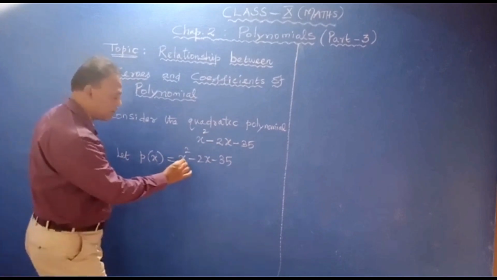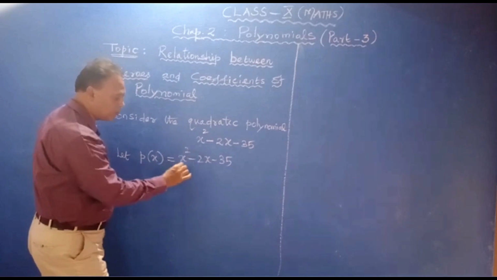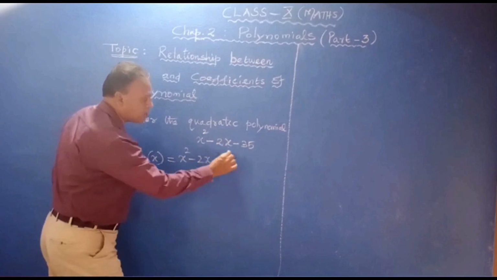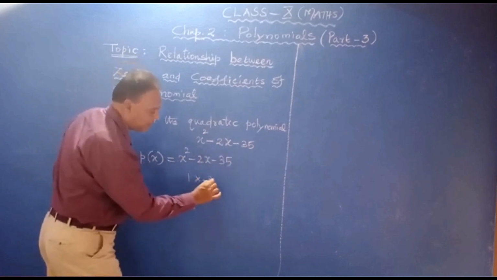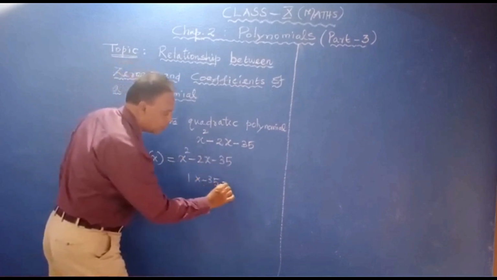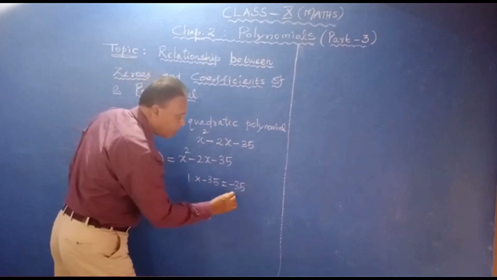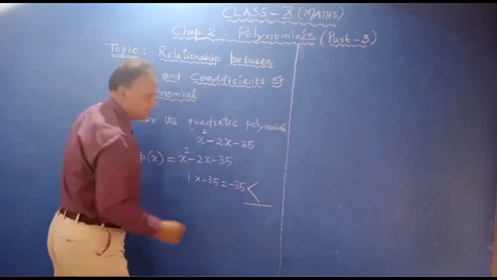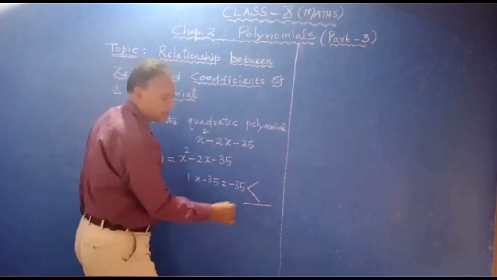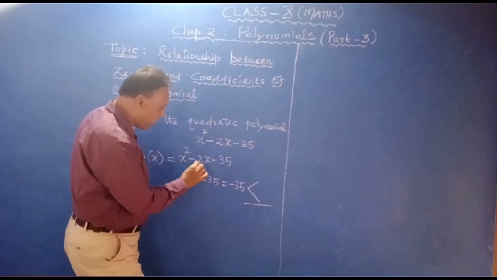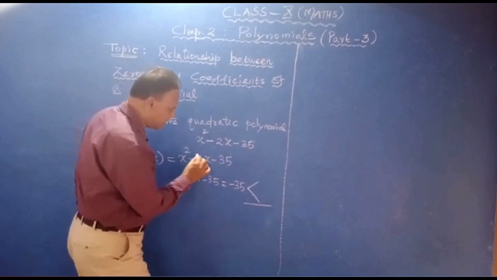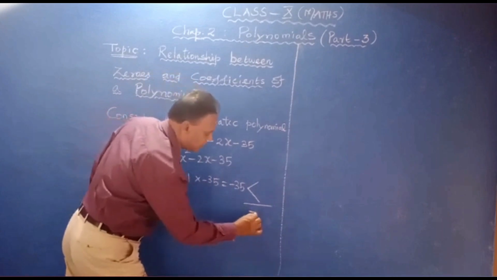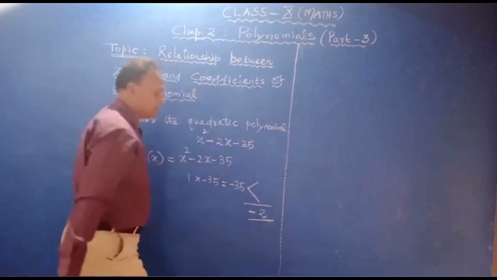Okay, listen carefully. First you write the x squared coefficient. What is the x squared coefficient? 1, into the constant term, minus 35. That is equal to minus 35. Now this minus 35 you have to split into two factors, so that when you add, you get the middle term. The middle term is minus 2. Write it here. Clear?